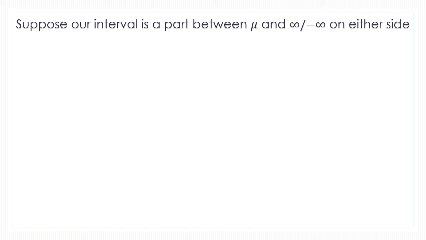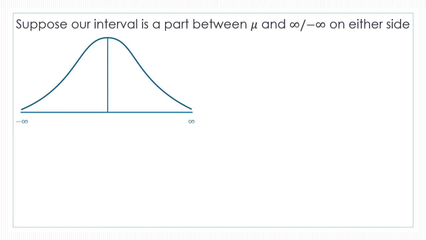Now suppose our interval is a part between mu and infinity on either side. Let's see what I mean by that. Sometimes words are not enough to explain; figures explain better. So our interval is a part between mu and infinity. A is there, B is there, and this is what we need to calculate. Now the problem here is that neither A nor B is connected with mu, and mu is not even in between them. A and B are both on a single side of mu, and they are not even touching mu.